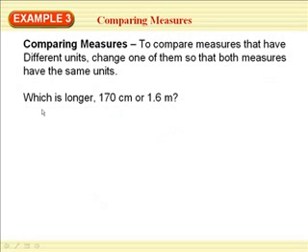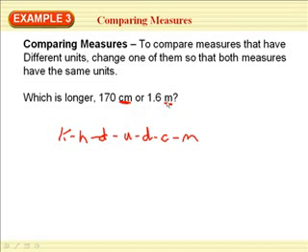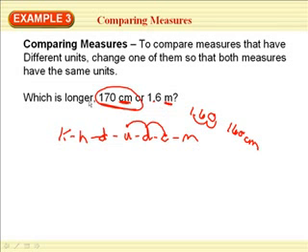Okay, example number 3. Moving right along, to compare measures that have different units, change one of them so that both measures have the same unit. It doesn't matter which one, just make them the same. And sometimes you can tell without changing them, or you might use some other strategy. We have centimeters and we have meters. So King Henry died unexpectedly drinking chocolate milk. Let's go from meters to centimeters. Meters is the unit, 1, 2 this way, so I just take the 1.6 and move it 1, 2, which would be 160 centimeters. 170 is longer. So that would be your answer.